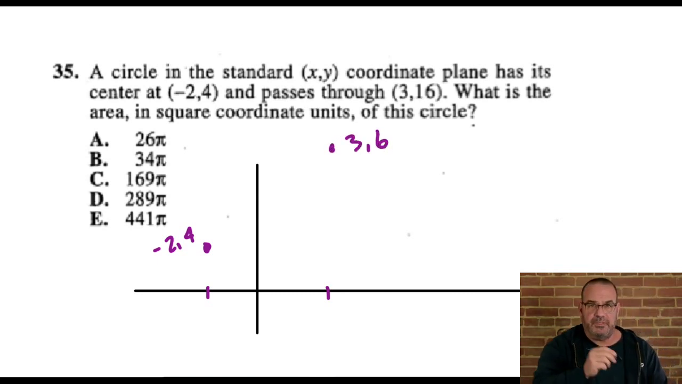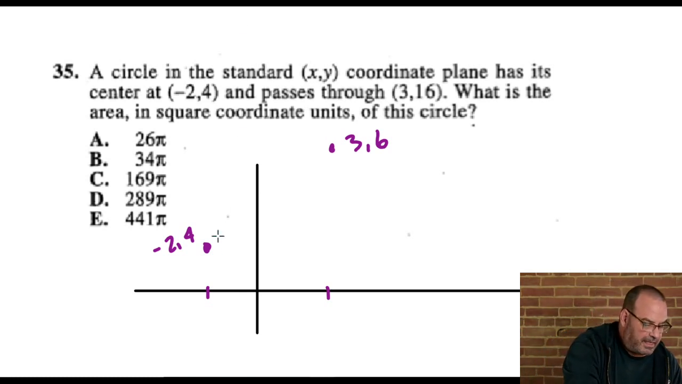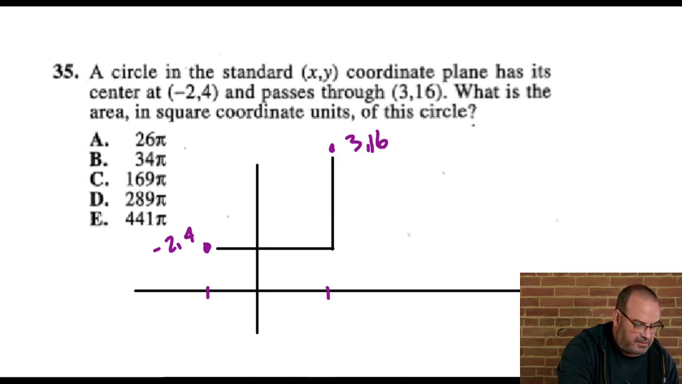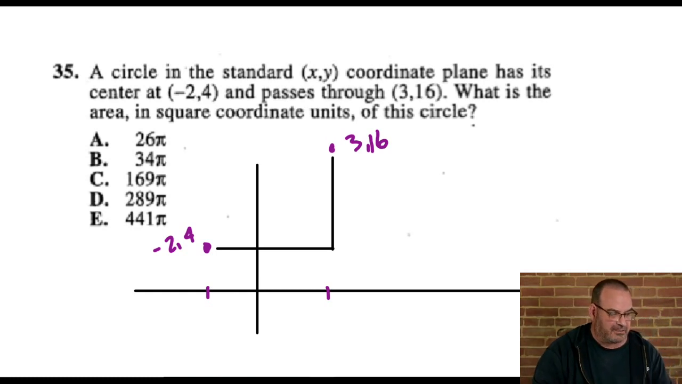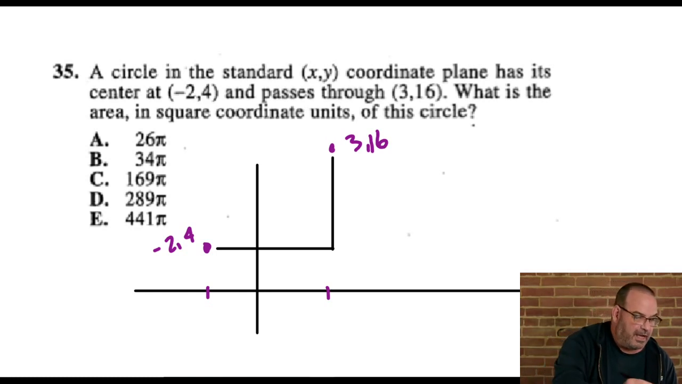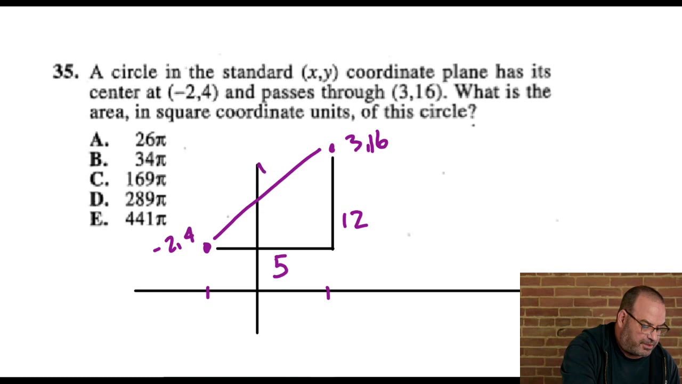So -2 to 3 gives me an x change of 5 units. And 4 to 16, that's a change of 12, isn't it? That's not 5 and 16. That looks like an isosceles triangle. But the reason I wanted to do this one is because I was right. It does turn out to be a triangle problem with a Pythagorean triple, the 5, 12, 13.